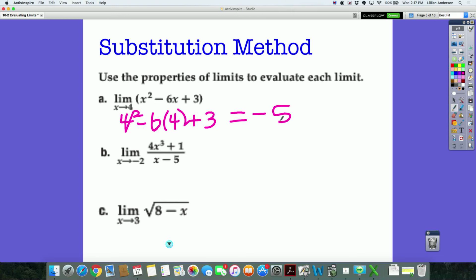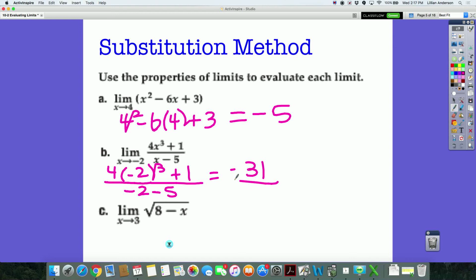Okay? Same thing down here. The limit as x approaches negative 2. So you plug in negative 2. Be careful because you would need to use order of operations here. What would you do first? Cube it. What's negative 2 times negative 2 times negative 2? Negative 8 times 4? Negative 32 plus 1. So I have negative 31 on the top. And what's negative 2 minus 5? Negative 7. Two negatives make a positive. So this is going to be 31 over 7. That is going to be the limit. That's what it's approaching. Now, if you did that in your calculator, that would definitely be a decimal of some type. But that is the exact answer versus a rounded one.